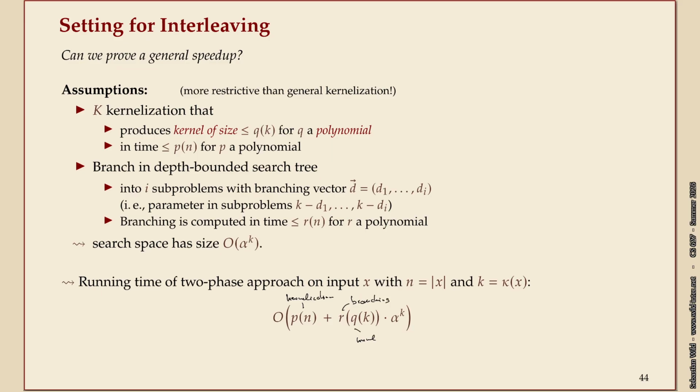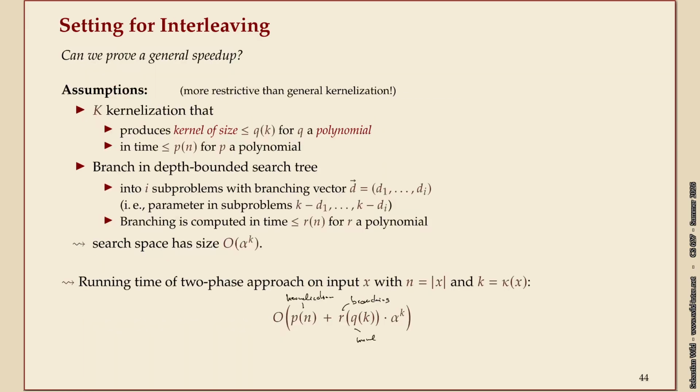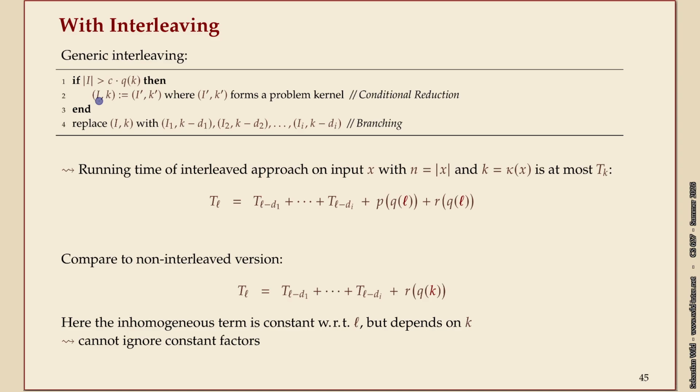What happens if we do it interleaved? You can write down general code for this if you want. The general rule would always be, as soon as the input is somehow bigger than what the kernelization produces, right? This q of k, again, is the size of the kernel. Then it makes sense to run the kernelization again. So you run this kernelization and obtain the reduced instance.